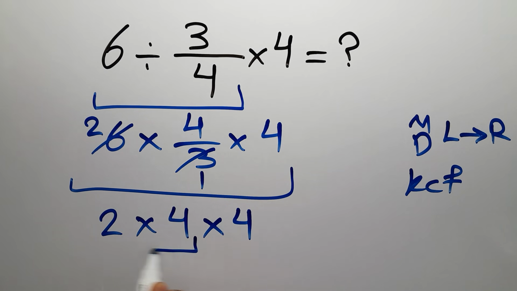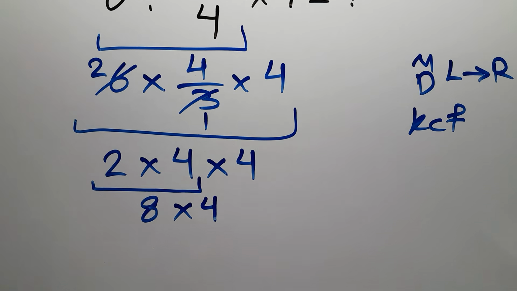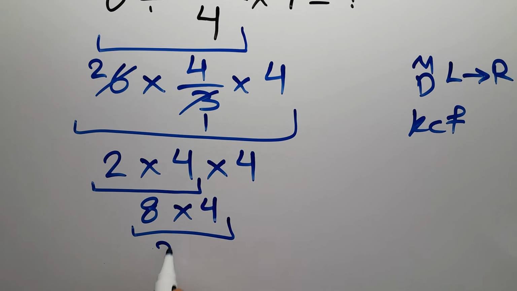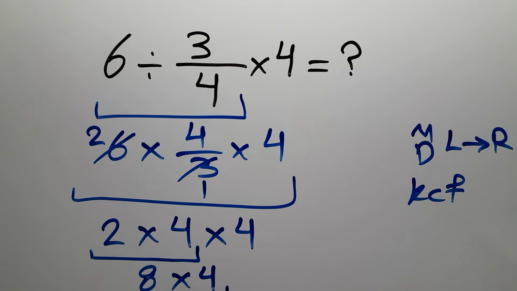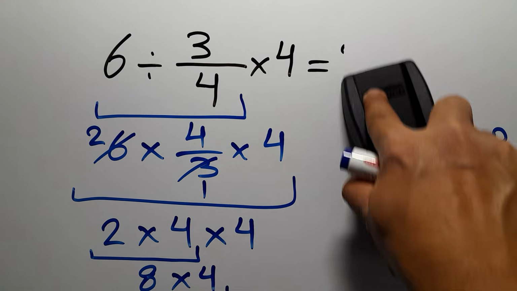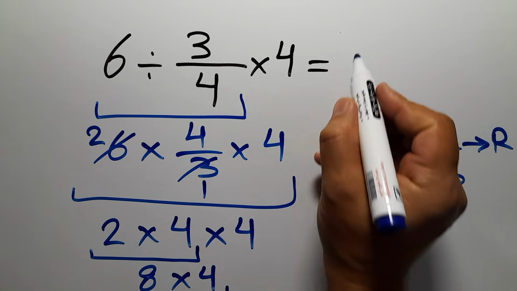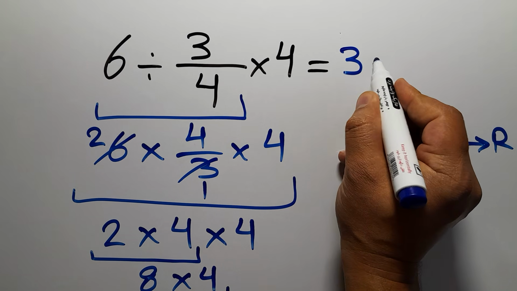2 times 4 gives us 8. And 8 times 4, which equals 32. And this is our final answer to this problem. The correct answer is 32.